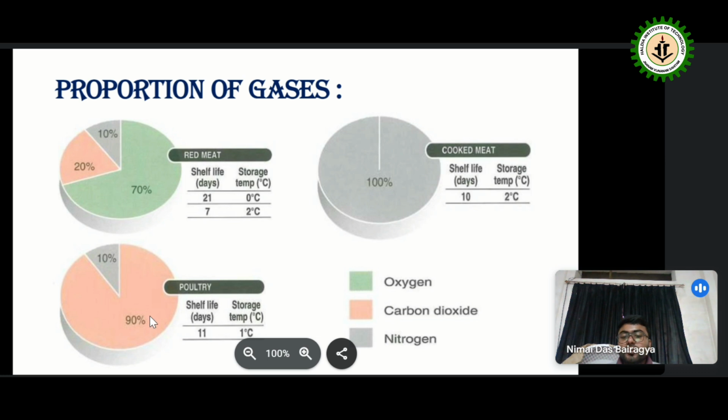Next, poultry products. So for the poultry products, we can use 90% of carbon dioxide and 10% of nitrogen. We don't use oxygen here. So for this purpose, the shelf life is 11 days, if we keep this poultry product at 1 degree Celsius. Okay, come to the next slide.